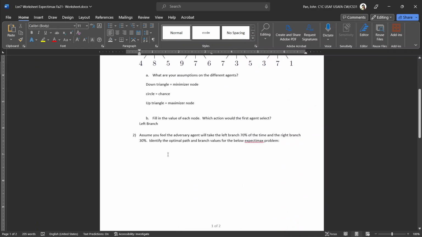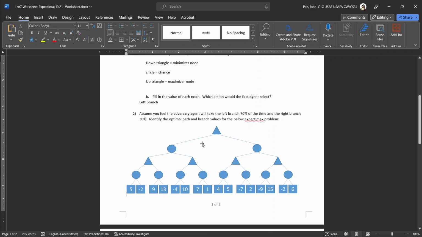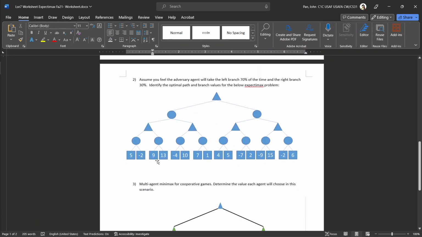Assume you feel the adversary agent will take the left branch 70% of the time and the right branch 30% of the time. Identify the optimal path and branch values for the below Expectimax problem. And that's going to be using this graphic right here. So let's actually move this to the next page. Okay, so our adversary is the circle right here, and it goes left 30% of the time and right 70% of the time.